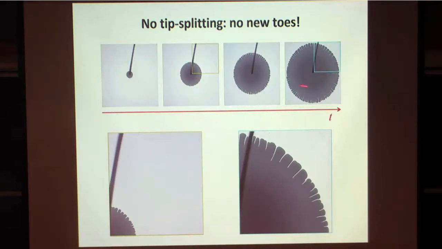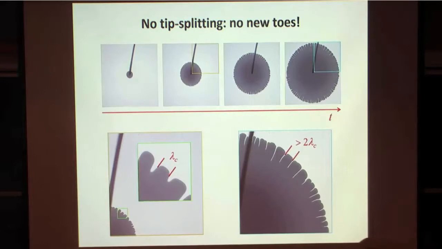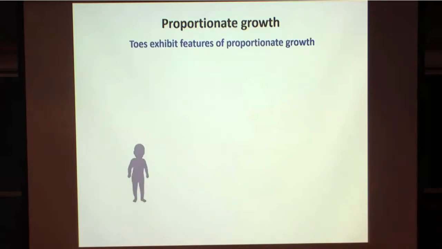And so I show you here a time series of the video I just showed you. I can zoom in at early times. These patterns still grow at this typical width of the fingers that we would expect. But then, as they grow on, they can get very, very large, where in principle they should split once they reach twice that width. But they don't. And so this really leads to a type of growth that is very different. And it's a type of growth that you are all, to some extent, familiar with. It's a type of growth that's called proportionate growth, and is essentially the way you grew up.